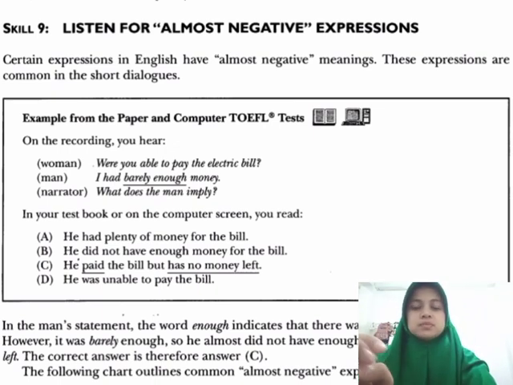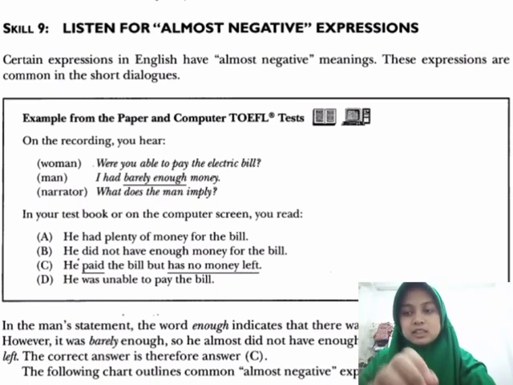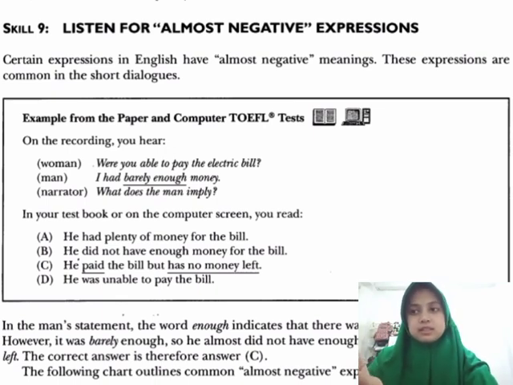And then we have some common almost negative expressions. In the meaning of almost none, the expressions are hardly, barely, scarcely, and only. For example, there is hardly any food in the refrigerator. Then in the meaning of almost never, the expressions are rarely and seldom. For example, he rarely drives to work.